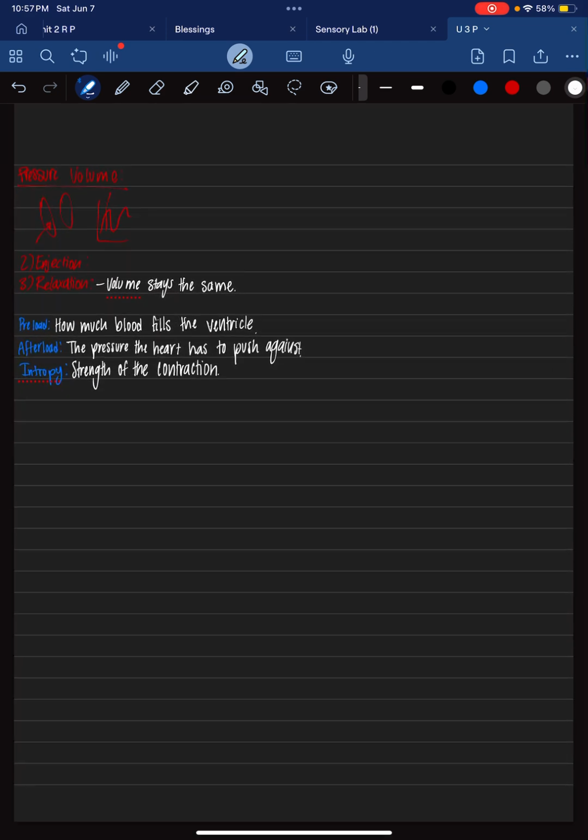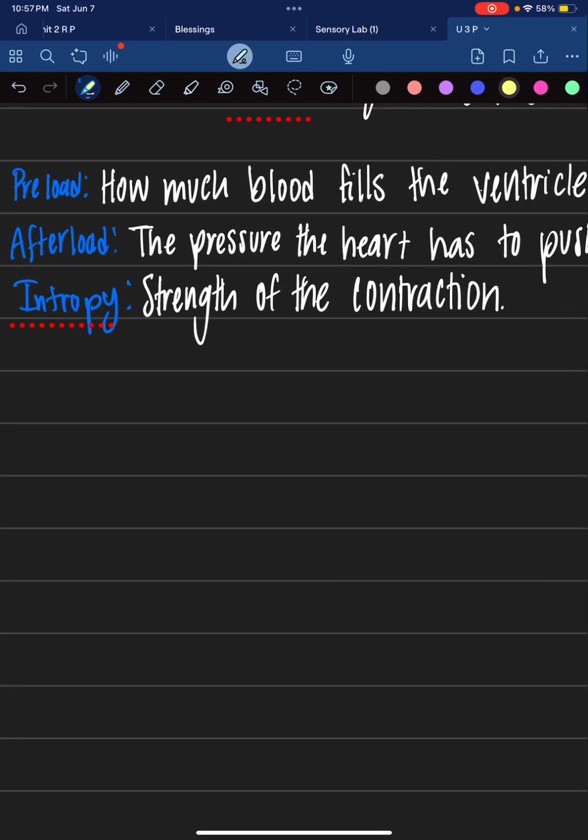Okay, so next we have the baroreceptor reflex. And so this helps our blood pressure stay stable. The pressure sensor is located in the aortic arch.